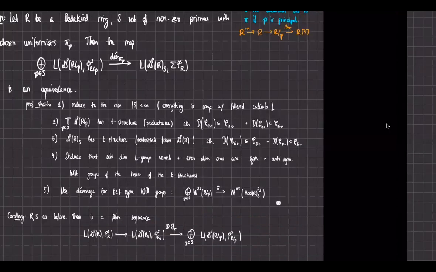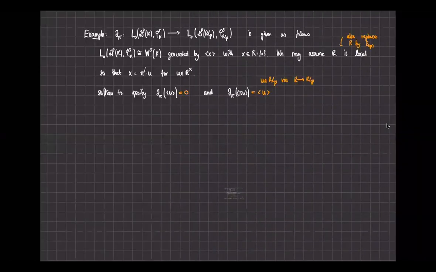Okay, so let's do an example. What can we say about this boundary map? I just want to tell you that many of these things might sound very, very abstract, but again, you can make things quite explicit. So let's analyze what this boundary map is. The statement is given as follows.